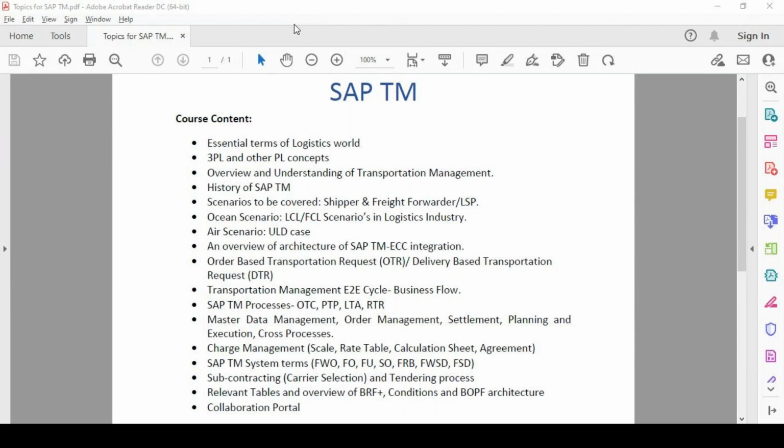Generally in LSP cases, you broadly have two kinds of cases, ocean scenario and air scenario. In the ocean scenario, you still have two more classifications, that is LCL and FCL. FCL or LCL is nothing but a full container load and a less than container load case. So what are these two kinds of cases? I believe you must have visited a container yard or dockyard, or seen some scenes in movies where containers are placed onto ships. Such cases are what I am referring to as containers.